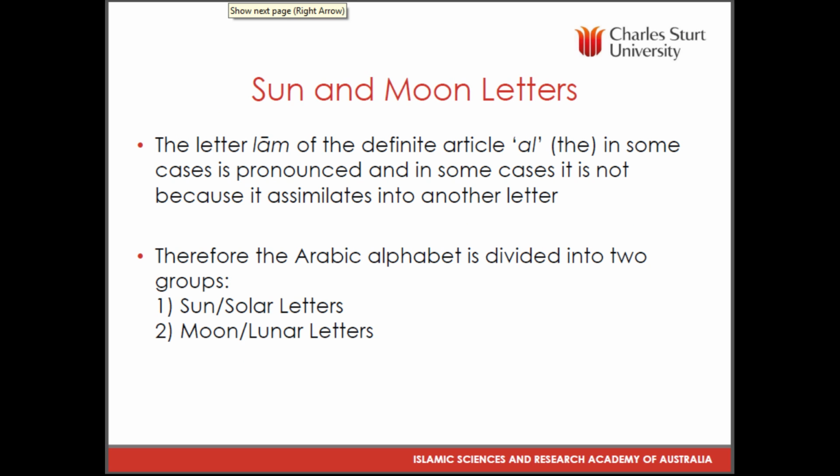Okay, you should know this one if you have done a Tajweed class already. Sun and moon letters, solar and lunar letters. If you have done a Tajweed course, you must know this part. The letter lam of the definite article el in some cases is pronounced and in some cases it is not, because it assimilates into another letter. Therefore, the Arabic alphabet is divided into two groups, solar and lunar.